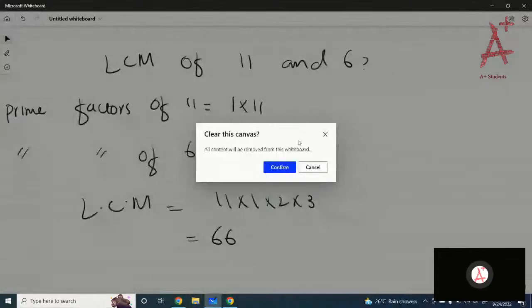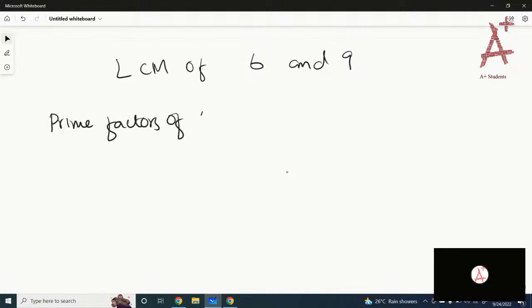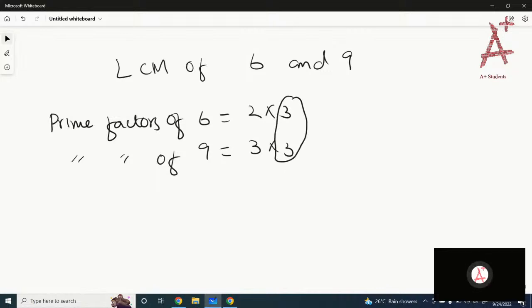Okay, the next one is, what is the least common multiple of 6 and 9? Okay, so the prime factors of 6 are 2 times 3, and the prime factors of 9 are 3 times 3. So here you have a common multiple, that is 3.